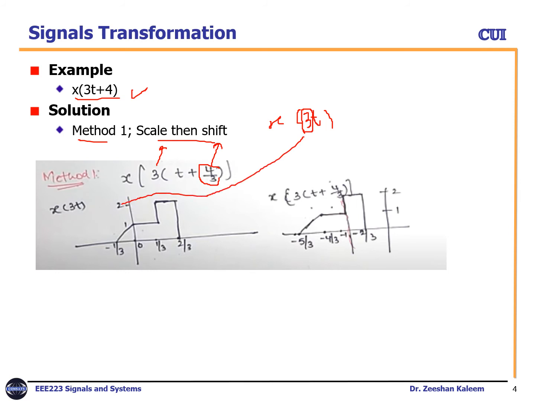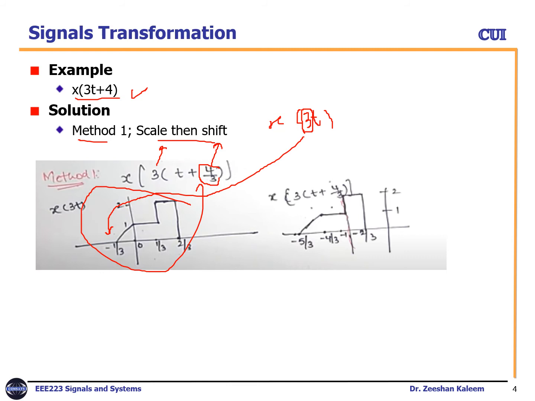So by dividing this one, for example, minus 1 by 3 and 0 by 3, so there we have a 1 over 3, so 2 over 3. So this is the scaled version of the x of t we obtained, right? And after getting the scaled version, we have to shift by which factor? The factor is 4 over 3.